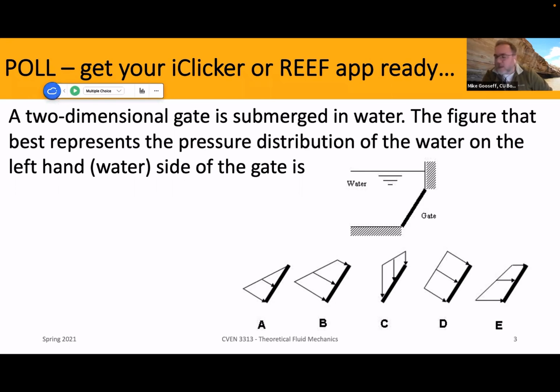I'll get the poll going now. We're counting up to a minute. Which one of these, A, B, C, D, or E, best represents the pressure acting on the gate? Think carefully about the way that we've represented pressures throughout.